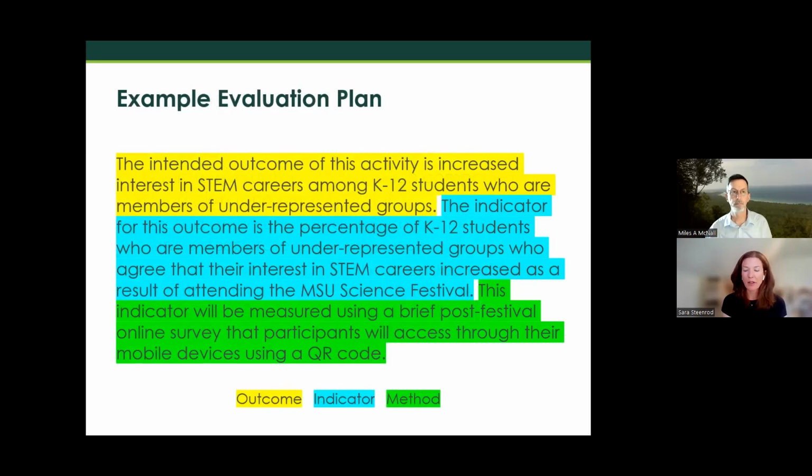So here we can briefly walk through an example evaluation plan based on the MSU Science Festival. Here in yellow, you can see that the outcome is an increased interest in STEM careers among K-12 students who are members of underrepresented groups. The indicator in blue is the percentage of students who agree that their interest in STEM careers increased as a result of attending the festival. And the method to measure this indicator in green is using a post-festival online survey that can be accessed via mobile device and a QR code. Next slide, please.